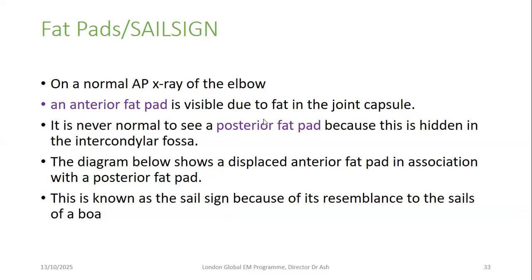Okay, that's about the fat pad sign or sail sign. The anterior fat pad is visible due to fat in the joint capsule. It can be normal to see. A posterior fat pad is always abnormal. That's very important to remember.